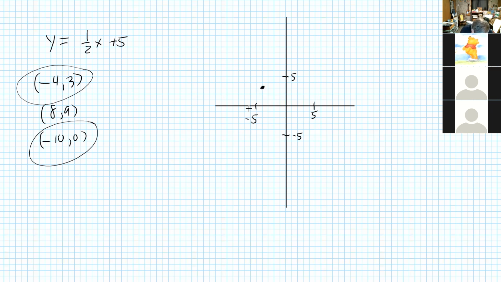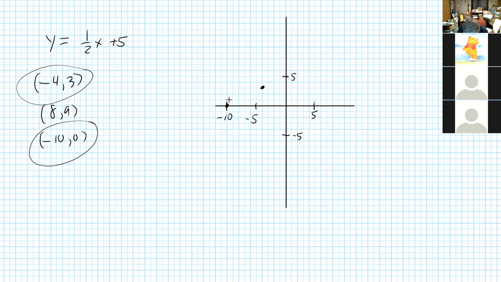And -10, let's see, 1, 2, 3, 4, right here would be -10. 0 is right there. Okay. Any questions about that? No. So now let's draw the line. If I can do that here, let's see here. It goes up 3 and over 6.